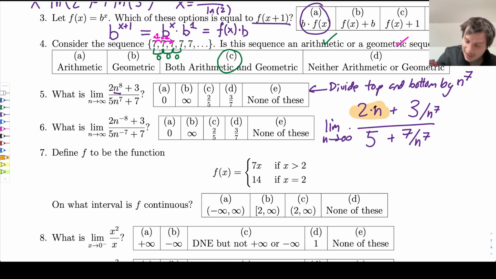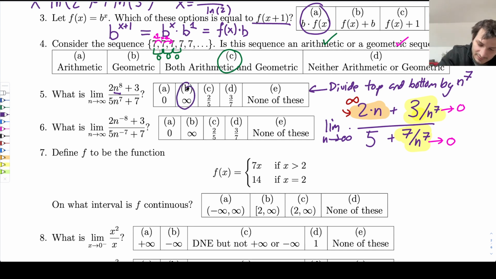The 2 times n is going to infinity. That orange term is blowing up. On the other hand, this term with the 3 and the 7, these both go to 0. So this guy goes to infinity, and these two guys go to 0. So we kind of have an infinity plus 0 divided by 5. So the top is getting really, really big, and then we divide it by something that's close to 5. So what is the whole thing doing? It's just getting really big.